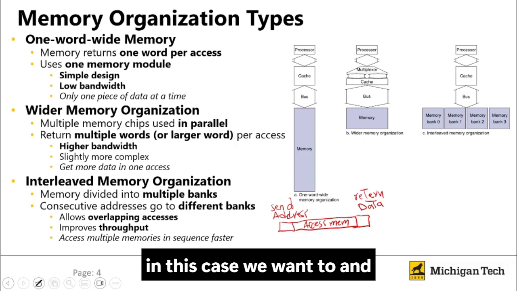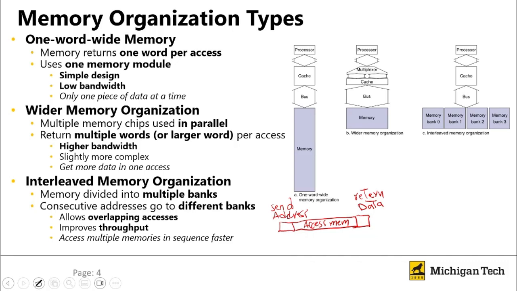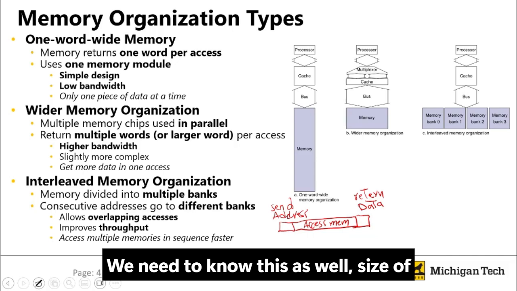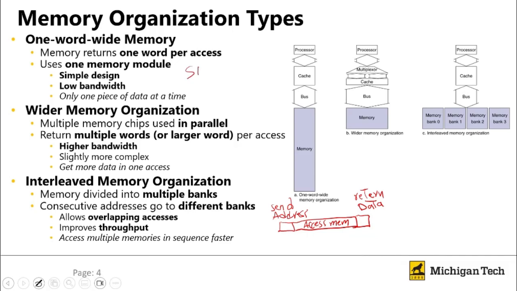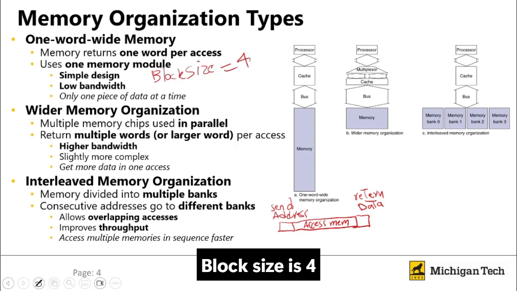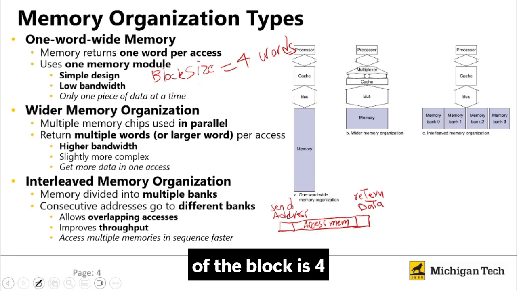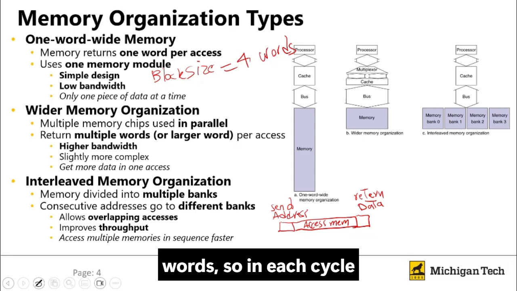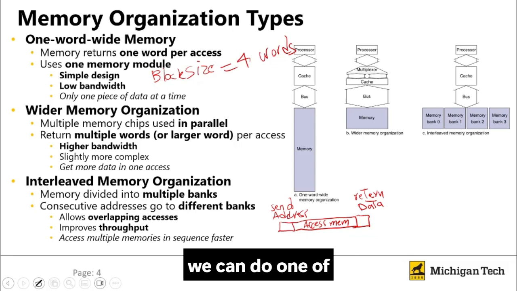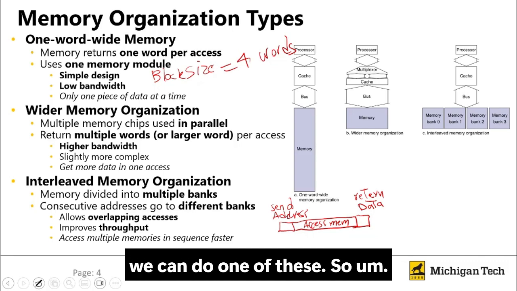And in this case, the size of the line or size of the block, we need to know this as well. Size of the block is 4 words. We also know the size of the block is 4 words. So in each cycle, we can do one of these.